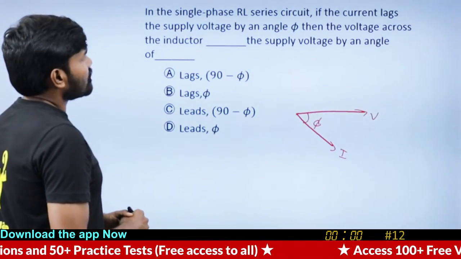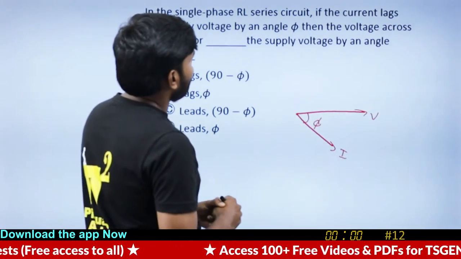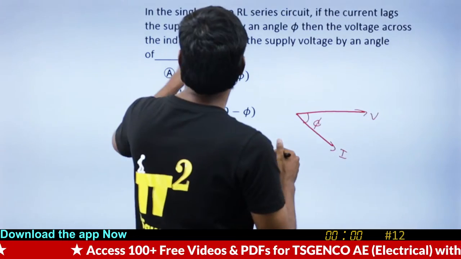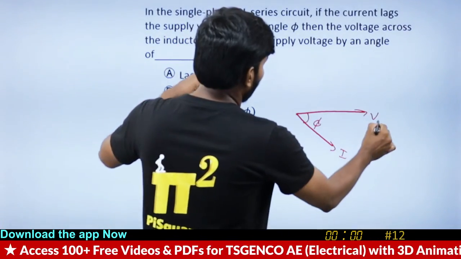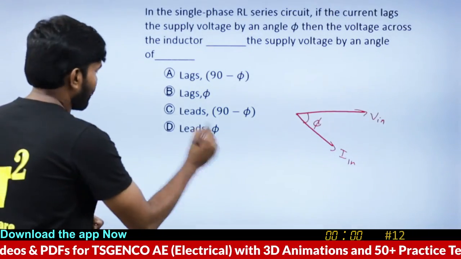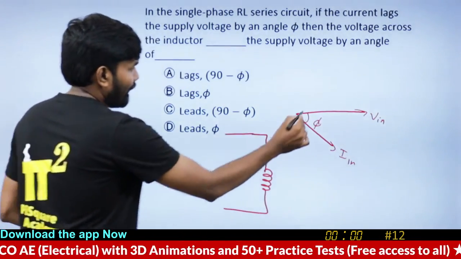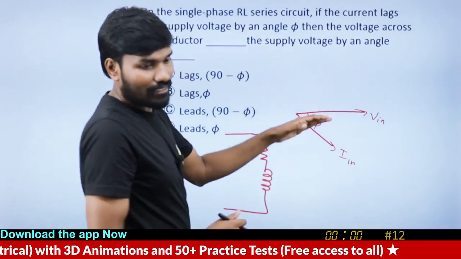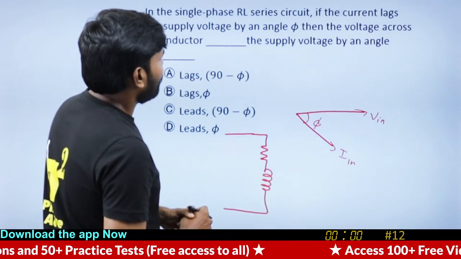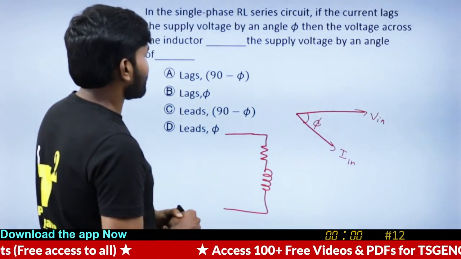Then the voltage across the inductor, compared to the supply voltage, by what angle? Input voltage is this, this is the input current. I'm just quickly drawing the circuit. The voltage-current angle is given as phi. Then we want the relation between the voltage across the inductor and the supply voltage.